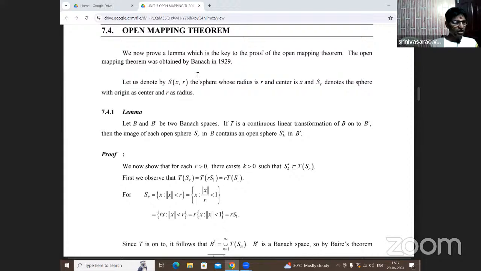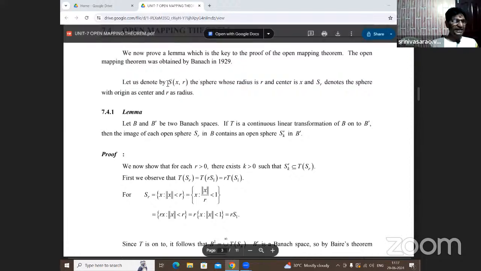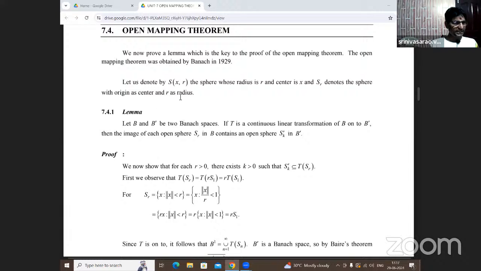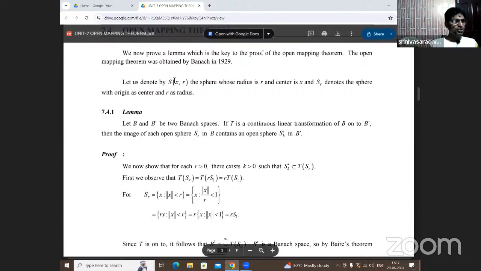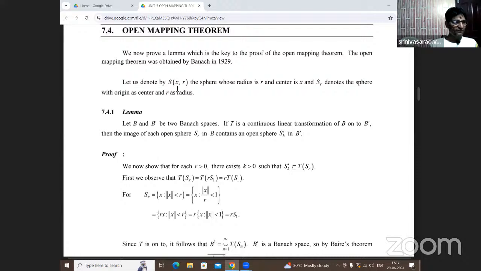According to the Baire category theorem, we are taking one sphere, that is S_r(x) or S(x, r). Students, listen carefully. It is read as the open sphere whose center is small x and whose radius is small r. The sphere is represented as S_r(x) or S(x, r), with small r as its radius and x as its center.